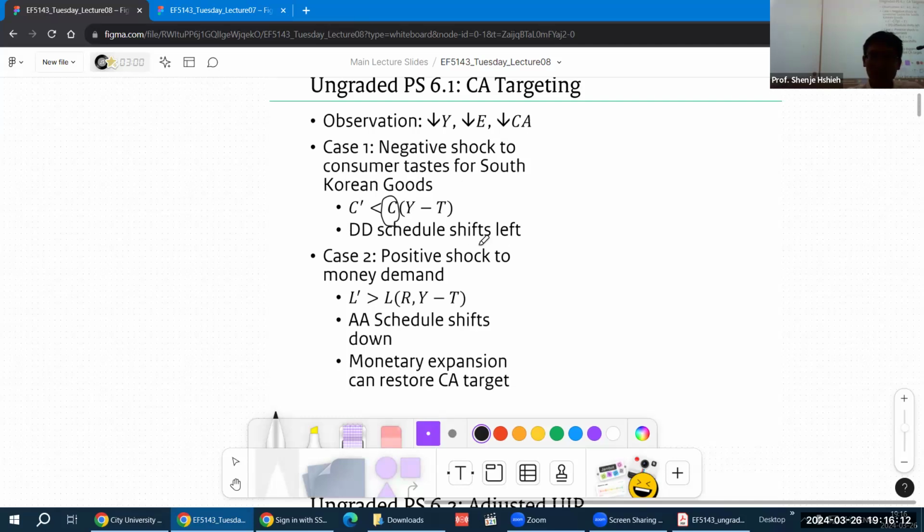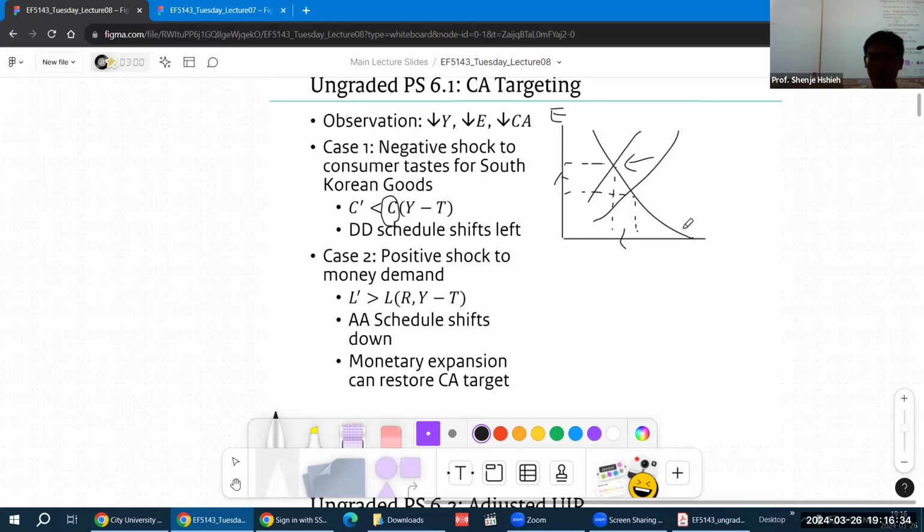And so the DD schedule must shift to the left for any level of E. So if you were to draw a graph, that's very simple, right? The DD curve shifts to the left. In which case we should observe that E has increased, output has increased for sure, but E has increased, right?